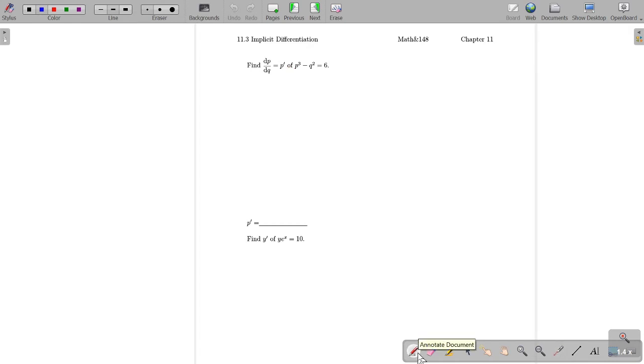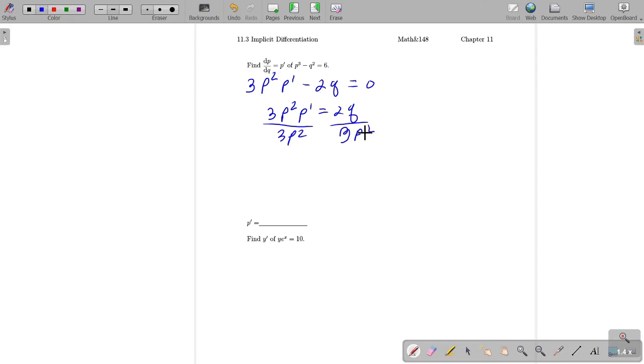Okay, so we're going to try and find p prime. So p is my y and q is the x. So this would be 3p squared p prime minus 2q equals 0. 3p squared p prime equals 2q, adding 2q to each side. So p prime would be 2q over 3p squared.